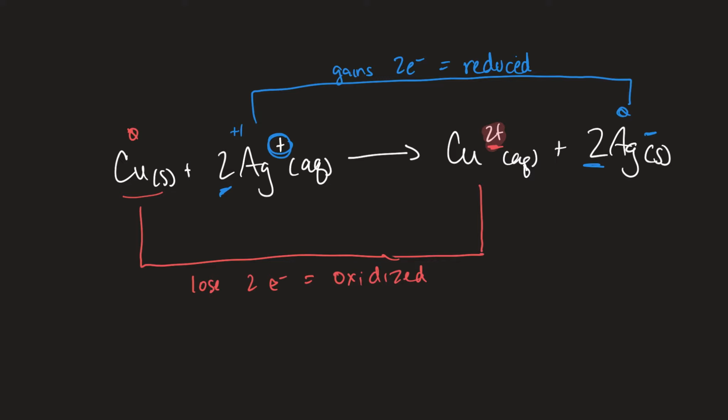Now, what gets oxidized is what we call the reducing agent. Why do we call it a reducing agent? It causes the reduction to take place. How does it cause a reduction to take place? Because it lost the electrons for something to get. So it's the reducing agent. It causes the reduction. So copper gets oxidized, and it's the reducing agent. While silver gets reduced, it's the oxidizing agent.